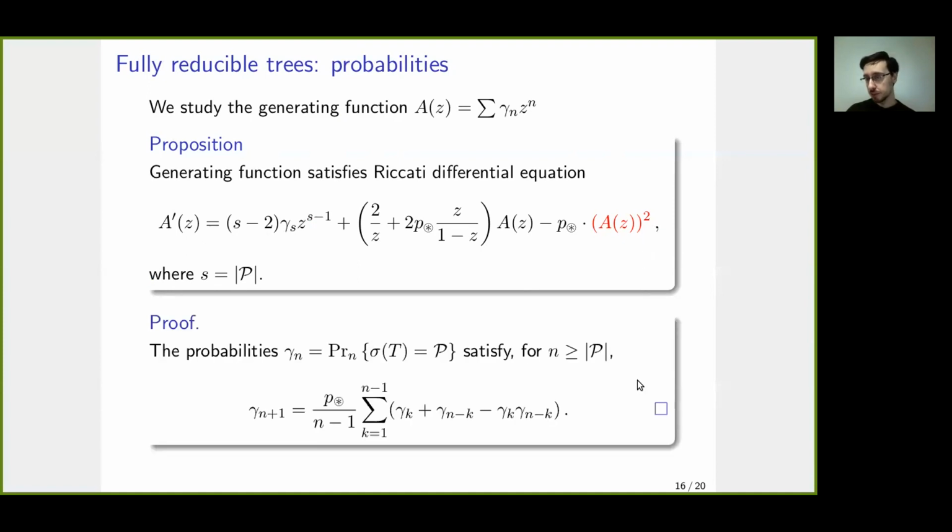It's a bit simpler than before, because a tree of n plus 1 nodes is completely reducible if the root is the absorbing operator, and at least one of the children is fully reducible. And that's the recurrence, basically.